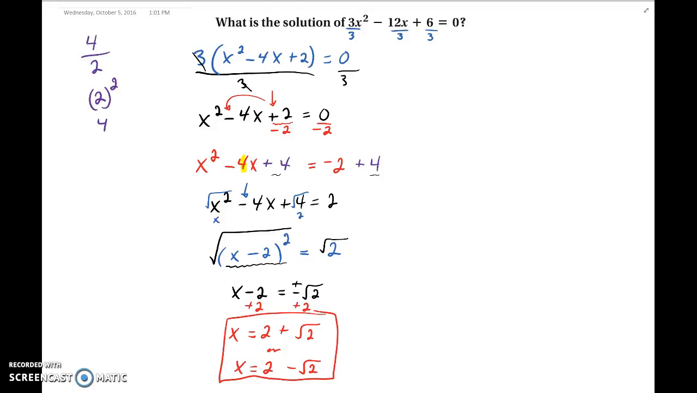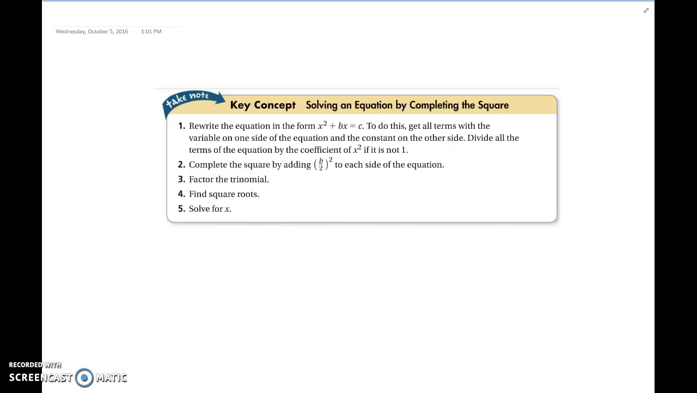One more question that we're going to do. I'm sorry, the last question is going to be its own video. So next we're going to go over just completing the square again.